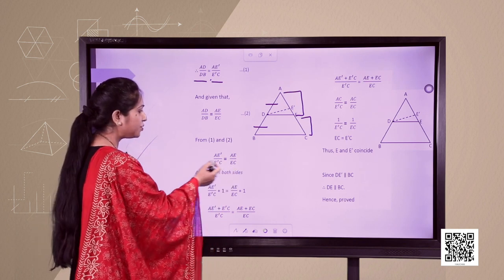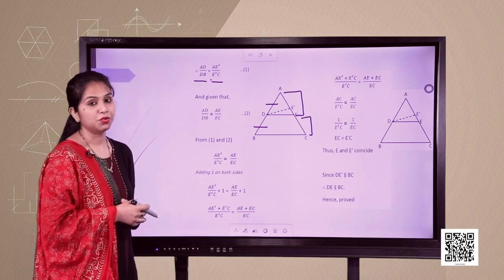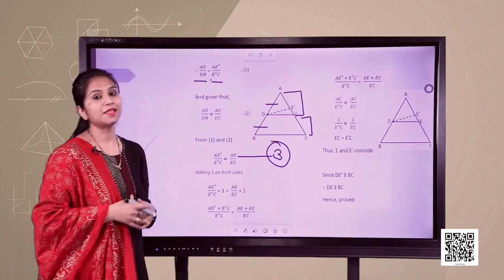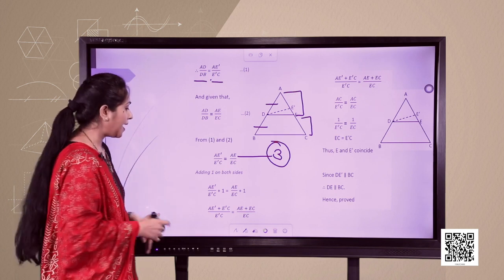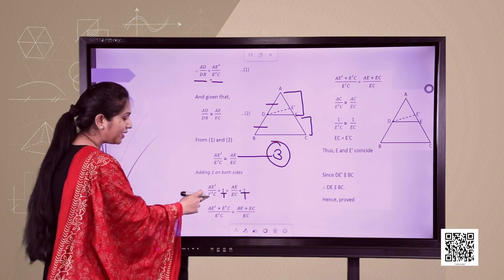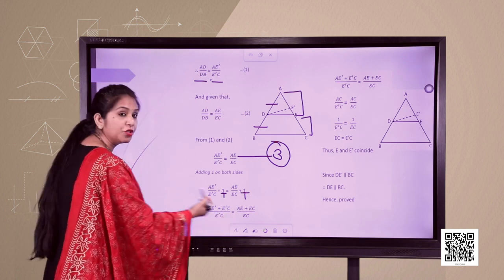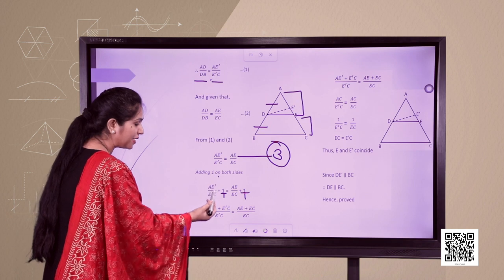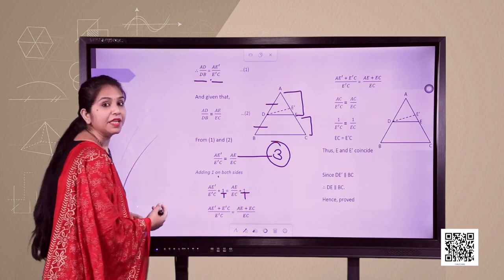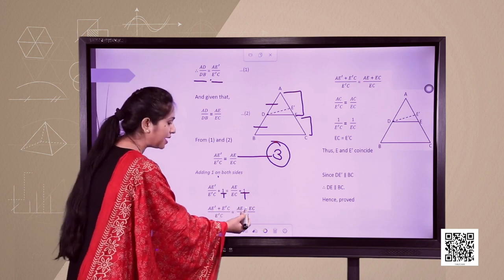Now, children, if these two things are equal, in our next step we will add 1 to both sides. Say this is equation number 3. So, add 1 to both sides of equation number 3. On adding, if I take the LCM, say I am writing 1 upon 1, E dash C will be the LCM of these two things. Here we will get E dash C in the denominator, and in the numerator we will have AE dash plus E dash C, multiplied with 1. Similarly, here also the LCM is EC, so in the numerator we will have AE plus EC.